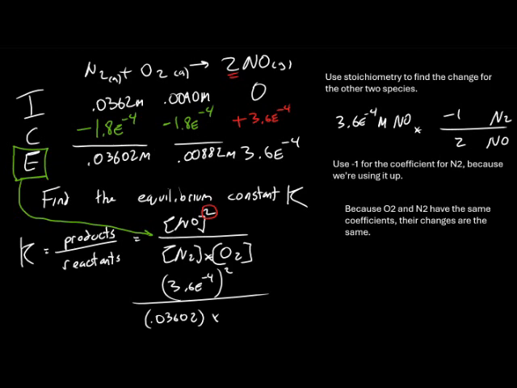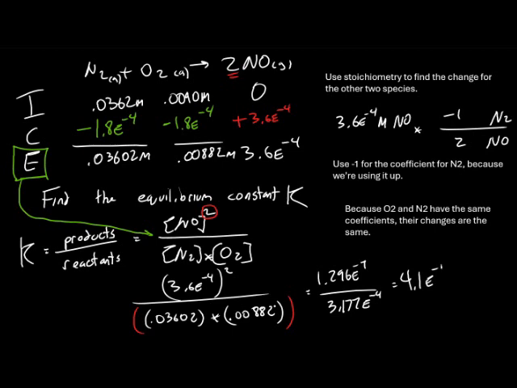0.03602 multiplied by 0.00882. You may wish to add a second set of parentheses in the denominator because we have multiple terms. Then we use a calculator to divide. On the top, we will get 1.296 times 10 to the negative 7th. On the bottom, we multiply. We'll get 3.177 times 10 to the negative 4th power. And when we divide these terms, we get 4.1 times 10 to the negative 4th power for our K value.